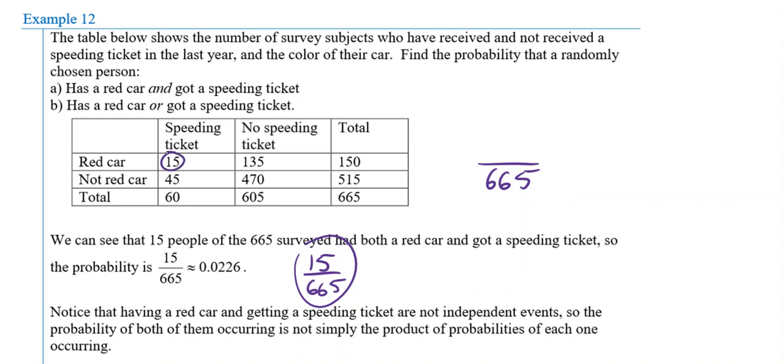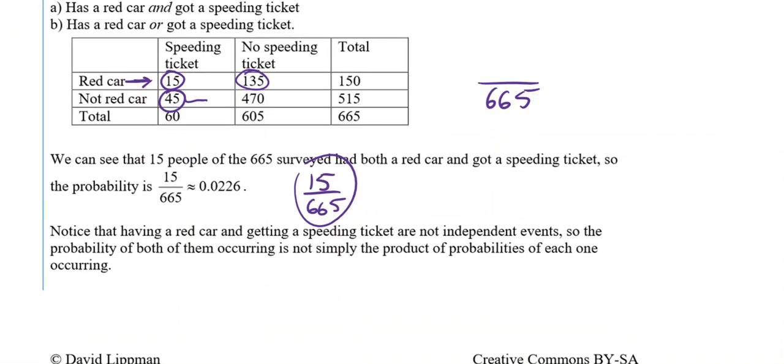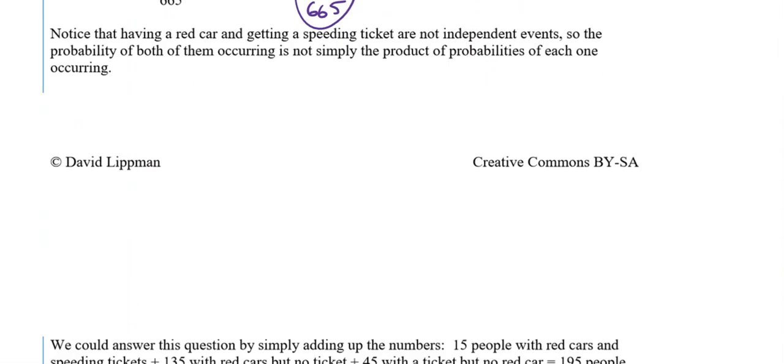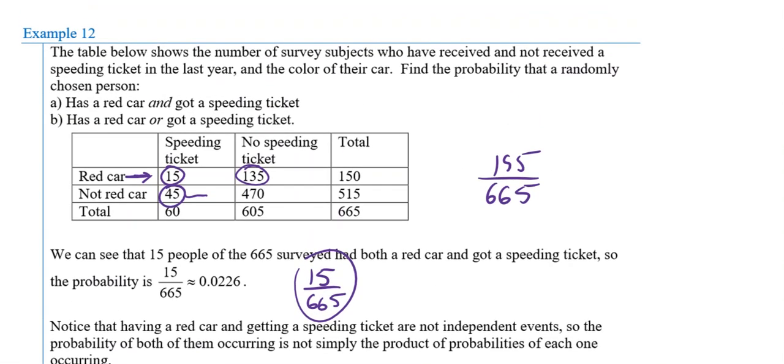Well, that's a red car. That's a red car, because I'm looking at just red cars in general. Both of those numbers are red cars, so we can just add those two together. And then not a red car, but got a speeding ticket is that one. So we just add those three numbers together. If you do that, you'd end up getting 195.